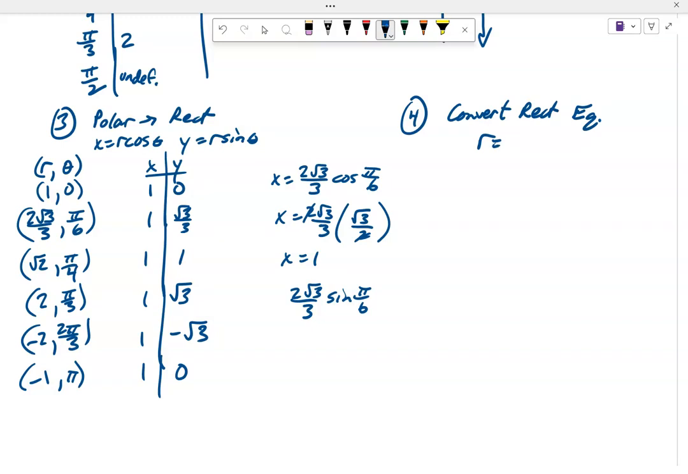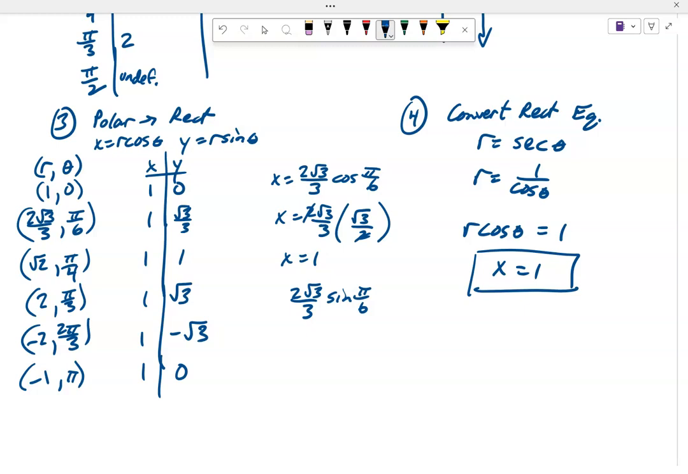We have r equals the secant of theta. We know the secant's 1 over cosine. Let's go ahead and multiply both sides by cosine. So we have r cosine theta. Well, we know x equals r cosine theta. There it is. There's that vertical line, x equaling 1.